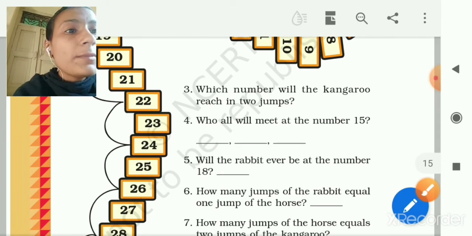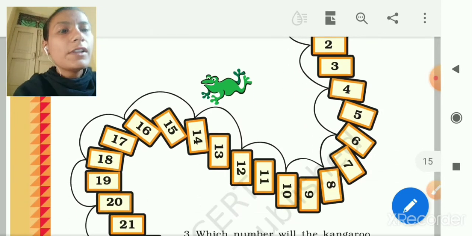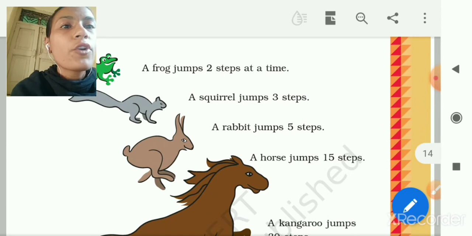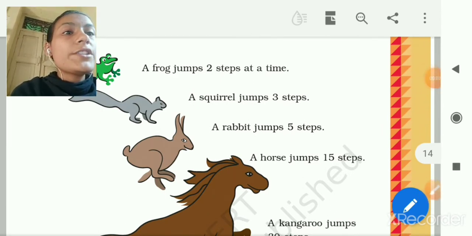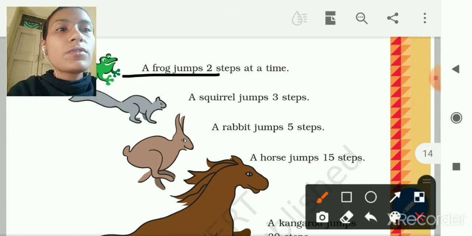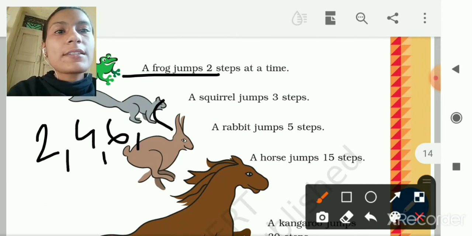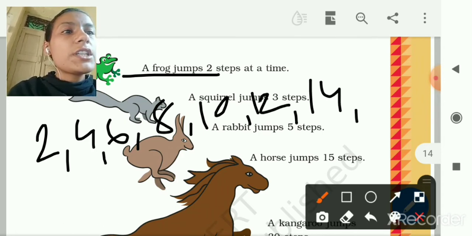Then we all will meet at the number 15. So let's say we all will meet at the number 15. A frog jumps 2 steps at a time, a squirrel jumps 3 steps at a time, a rabbit jumps 5 steps at a time, and a horse jumps 15 steps at a time. So a frog jumps 2 steps. So 2, 4, 6, 8, 10, 12, 14 and 16.